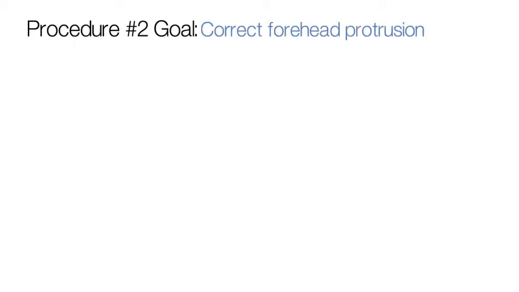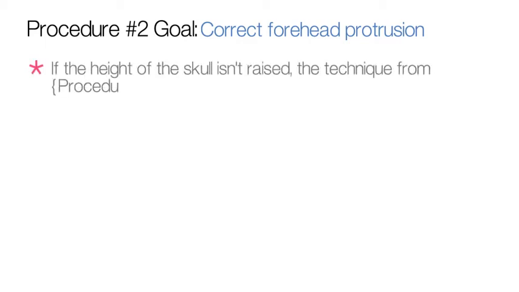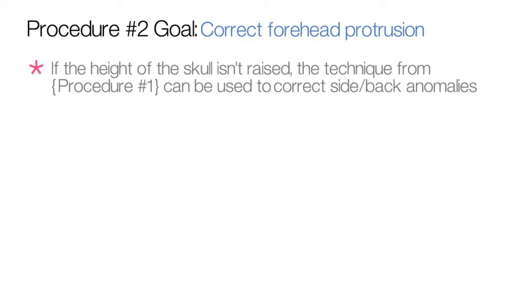This second example of a procedure used to correct the abnormalities from lambdoid synostosis is aimed at correcting the protrusion of the forehead. All of these procedures aren't necessarily used by every surgeon or on every patient, but techniques like these are used only when necessary for the specific patient's needs.